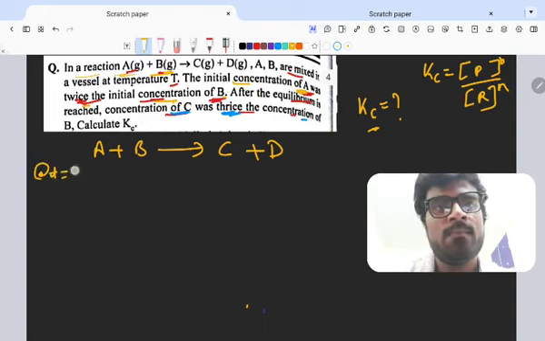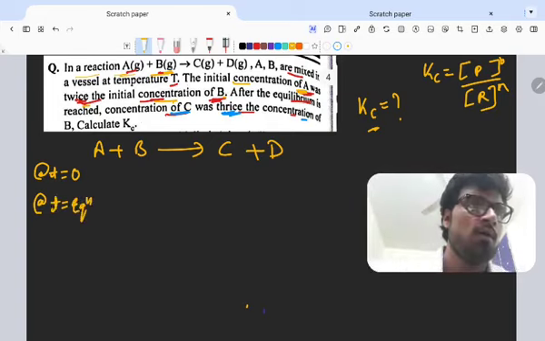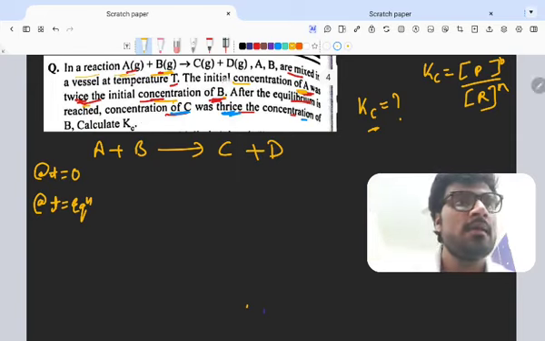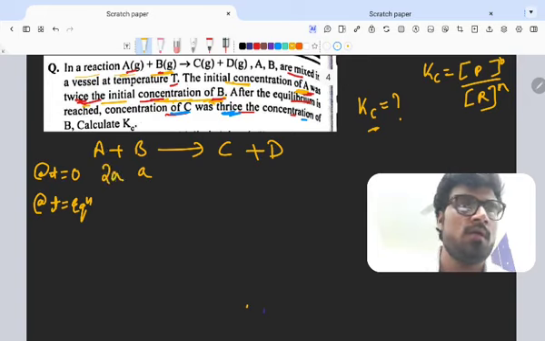For example, at time T equals 0 and at time T equals equilibrium. Time T equals 0 is the initial time when we have not mixed the chemicals and the reaction has not started. At that time, the question says the initial concentration of A was twice the initial concentration of B. It means if I consider the concentration of B as a, then the concentration of A was 2 times a. This is the question. And what happens next? After the equilibrium is reached, the concentration of C was thrice the concentration of B.